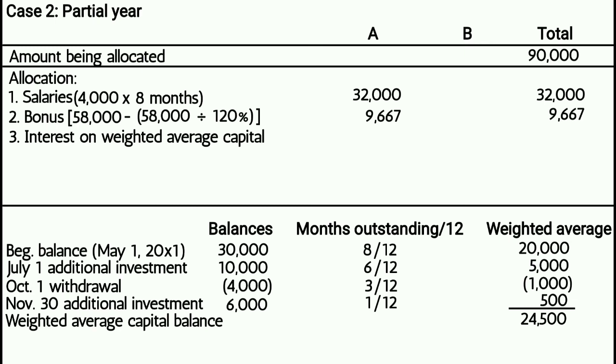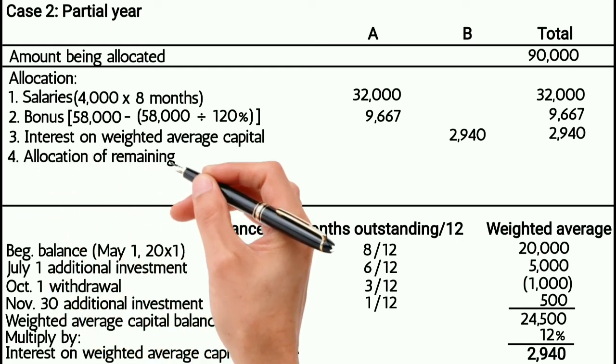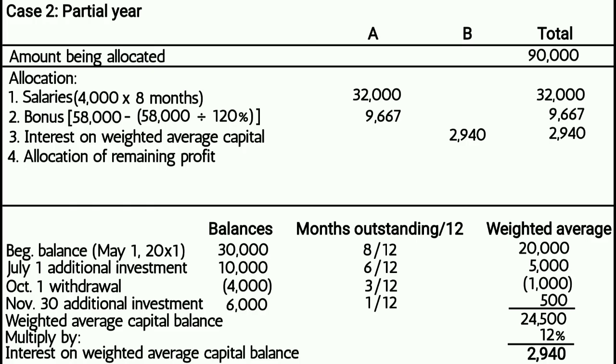After that, imumultiply natin yung weighted average capital balance sa 12% to get the interest on weighted average capital balance of 2,940. 24,500 pesos times 12%, that is equal to 2,940. Ilalagay na natin yung 2,940. Next, allocation of remaining profit. Ang remaining profit ay 45,393 pesos. Paano yan na-compute?